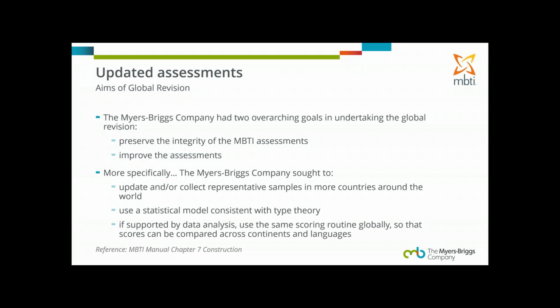Specifically, as part of that improvement, we really wanted to update and collect representative samples in more countries around the world. For those of you who are more familiar with the MBTI, you might know that for the current versions, we only have 2 actual representative samples. We also wanted to use a statistical model that's more consistent with type theory than was used previously. And one of the main things is if the data supported it, we wanted to have the same scoring routine globally so that it would be easy to compare scores across countries and use reports with different populations.